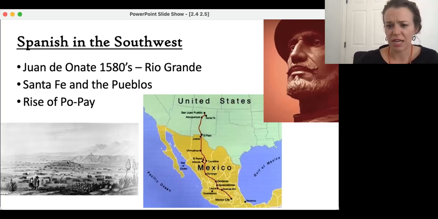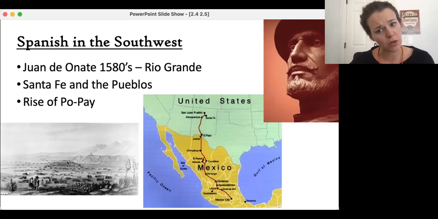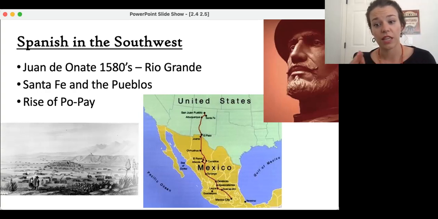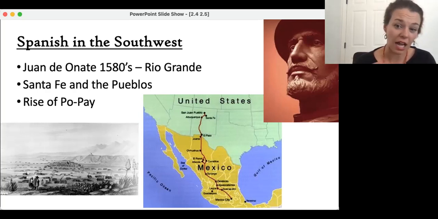Many native peoples practice religious syncretism. They just added Jesus and Saint Mary, the other Catholic saints, to their altars, right? Just added Jesus and these other saints to the other gods that they have. But the Franciscan friars were not okay with this, right? There's only one God, and Christ is his son. So they would destroy any idols that they find, any masks.